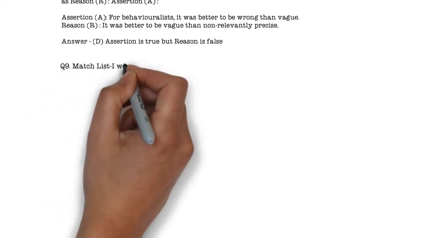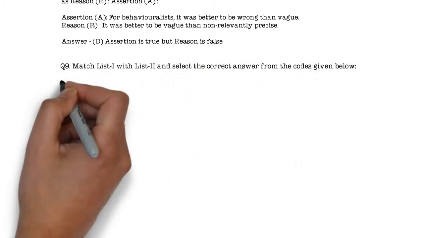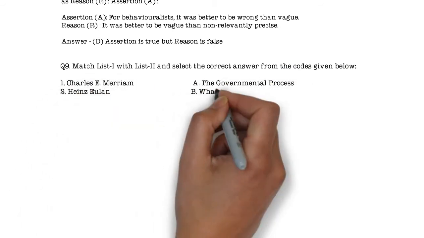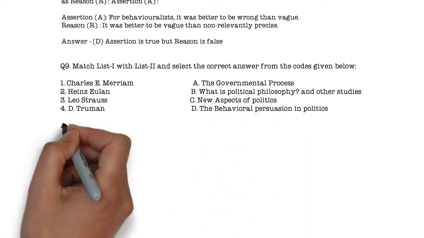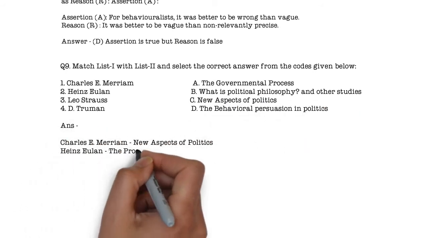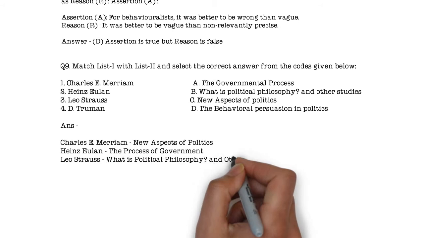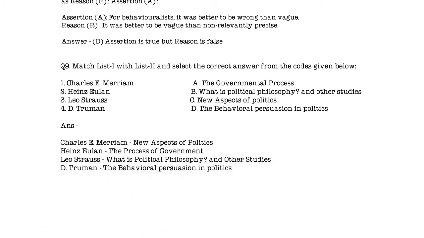Question number 9. Match list 1 with list 2. So the correct match would be Charles E. Merriam wrote New Aspects of Politics. Hans Eulau wrote The Process of Government. Leo Strauss wrote What is Political Philosophy and Other Studies, and D. Truman wrote The Behavioral Persuasion in Politics.